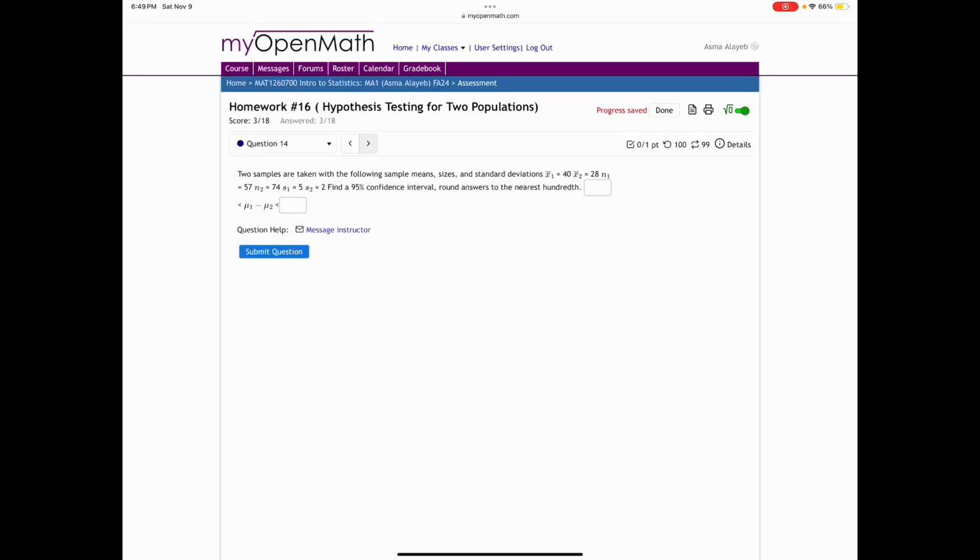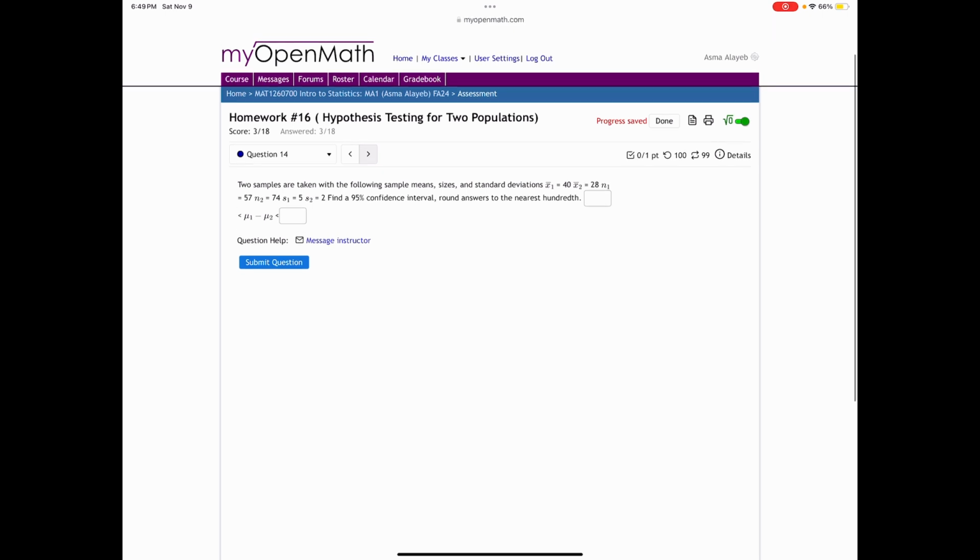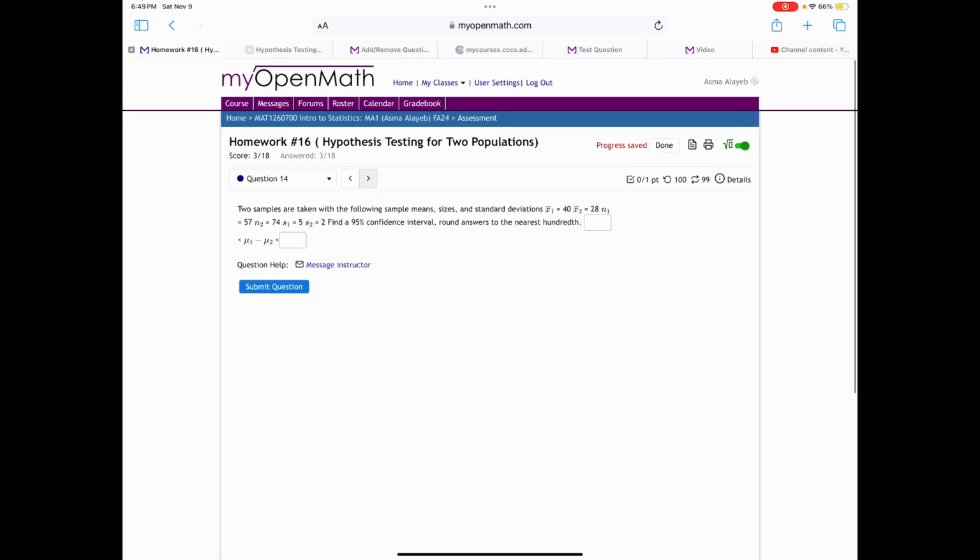Homework 16, question number 14. Two samples are taken with the following sample means, size, standard deviation. X1 bar is 40, X2 bar is 28, N1 is 57, N2 is 74, S1 is 5, S2 is 2. Find a 95% confidence interval.